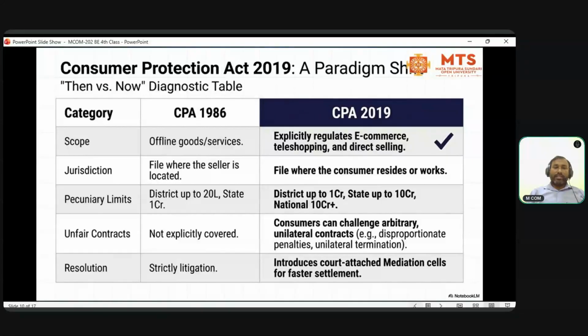Unfair contracts were not explicitly covered. In CPA 2019, consumers can challenge arbitrary unilateral contracts, disproportionate penalties, and unilateral termination. Resolution: CPA 1986 was strictly litigation. CPA 2019 introduces court-attached mediation cells for faster settlement.